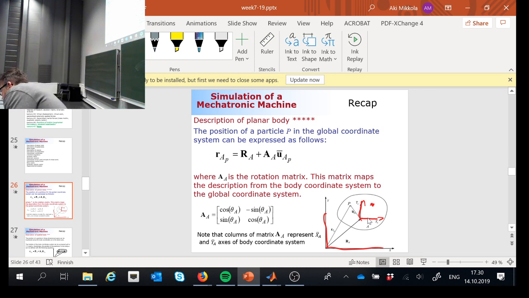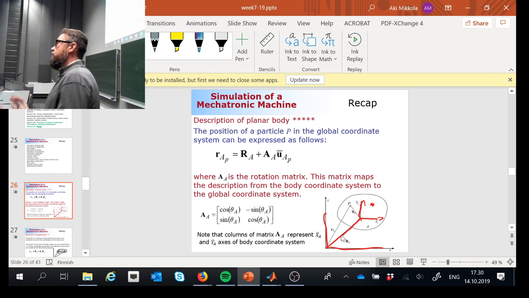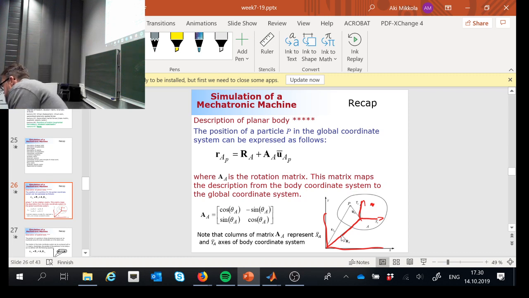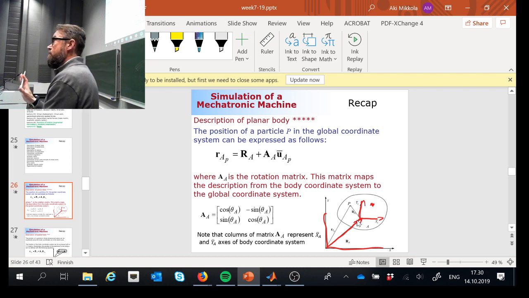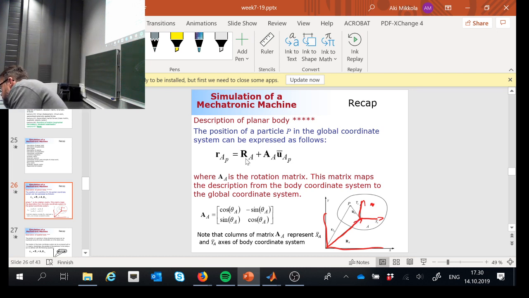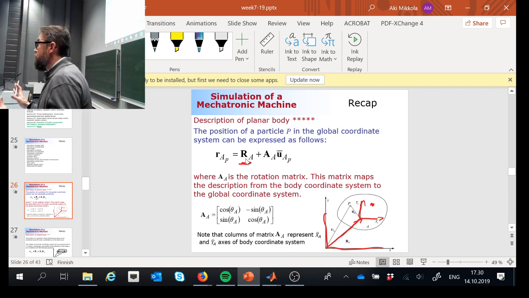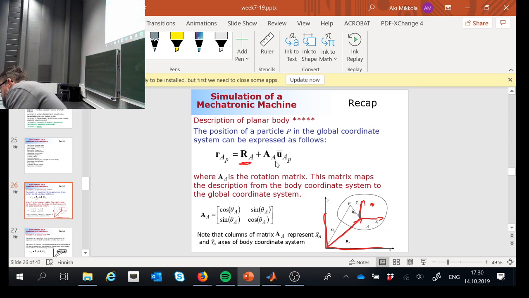Now, how can I describe this particle? I'm going to describe it with the help of my body reference coordinate system. First, I travel from my global coordinate system to the origin of my body reference coordinate system. How can I express that in the planar case? That will be vector r that consists of two components. And then I'm going to account for the orientation of the body reference coordinate system with the help of a 2x2 rotation matrix.